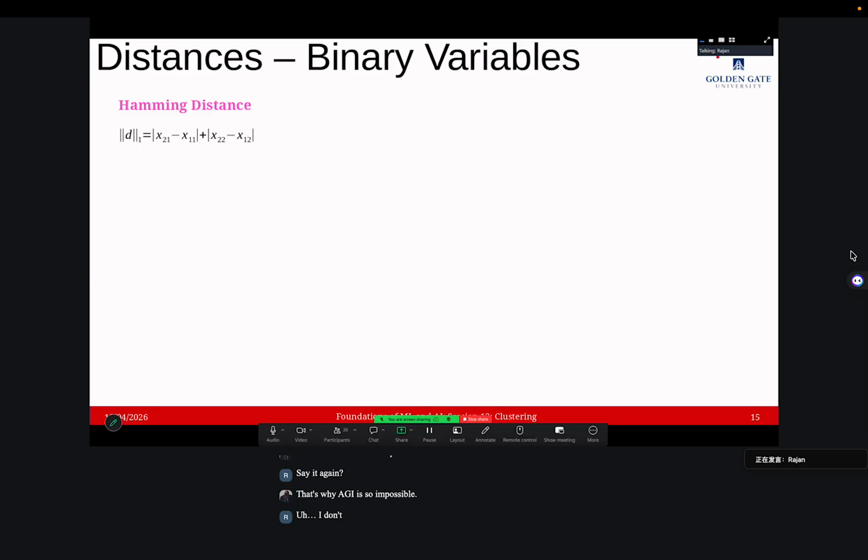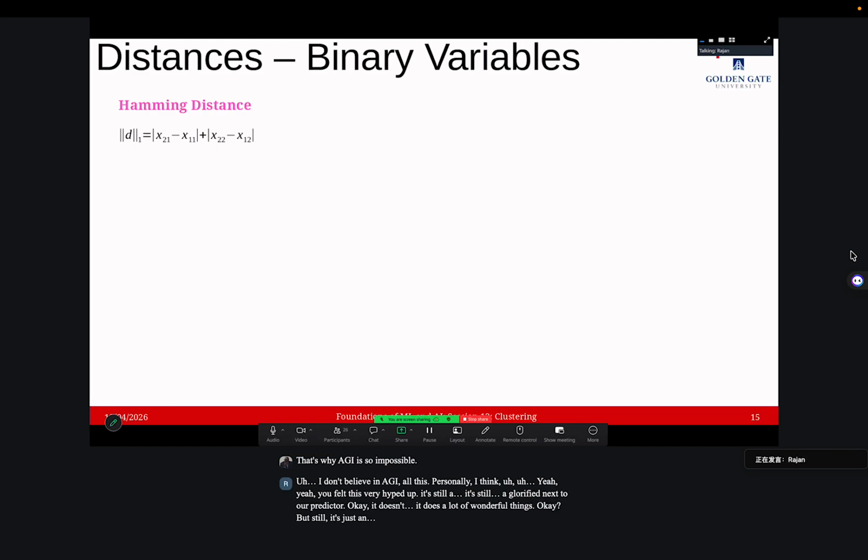I don't believe in AGI. Personally, I think AI itself is very hyped up. It's still a glorified next word predictor. Okay, it does a lot of wonderful things, but still it's just a glorified next word predictor.